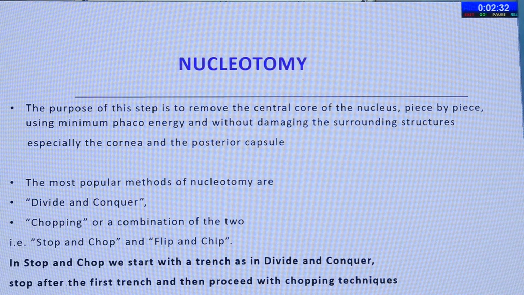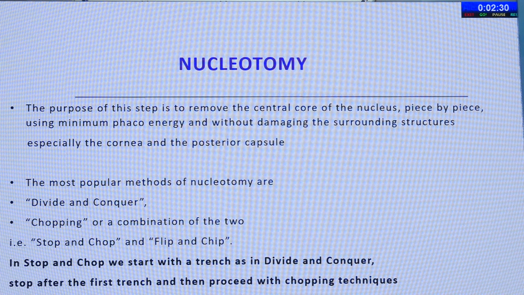This has been explained. Sir, do you want me to cover nucleotomy, or should I stop? Can you talk about the power settings only? Power settings only, related to the power.